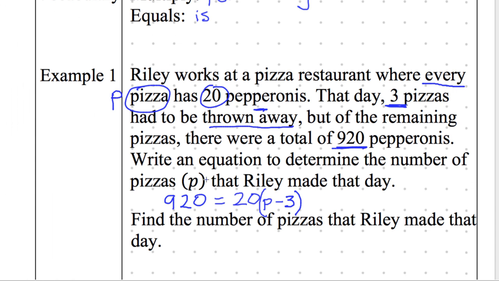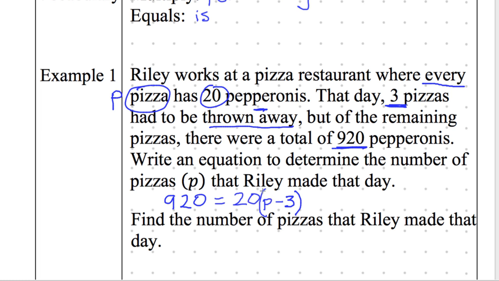Now let's take a step back and analyze what we just did here. This equation is saying 920 is the number of pepperoni when I take away 3 from the total number of pizzas that I made that day, because I had to throw 3 away. I multiplied those remaining pizzas by 20, and that should be the number of pepperonis that I actually sold that day. So this equation does make sense.